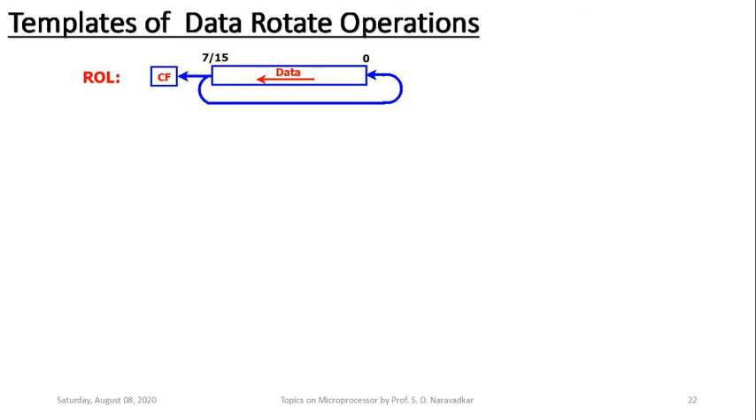Okay, carry is no doubt affected, but it is aside. You can observe it. The bit which is coming out of the MSB will be copied to the carry flag and also that same bit will be copied to the LSB. So the carry flag, no doubt it is affected, but it is not in the closed circular path. That's why it is called rotate left without carry, ROL.